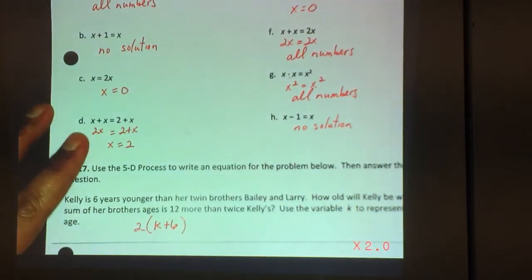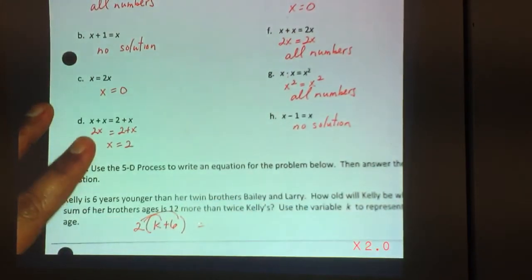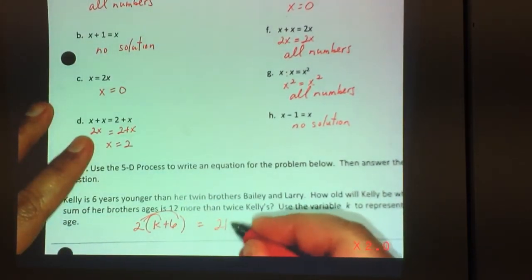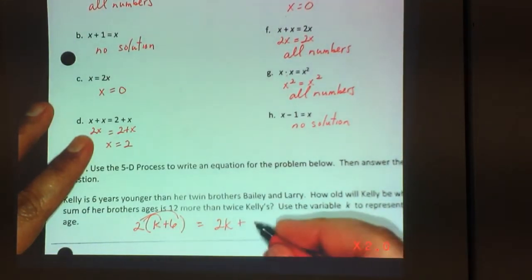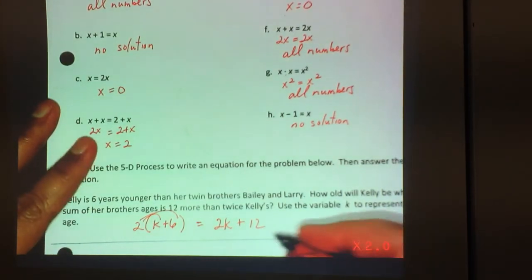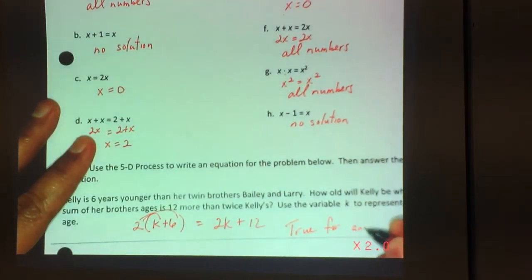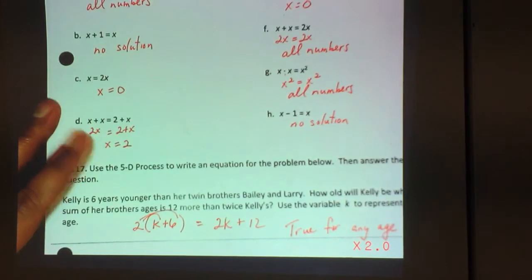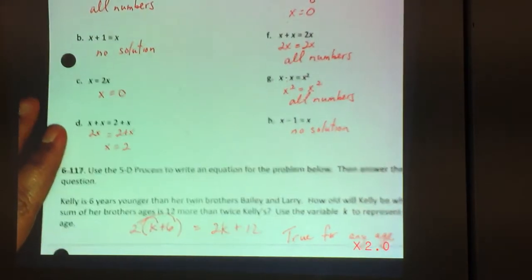Now, if we distribute the 2, like that, what would we get? What is 2 times K? 2K. What is 2 times 6? That is 12. Do I have the same thing on the left and the right? Yes. So this is true for any age. All right.